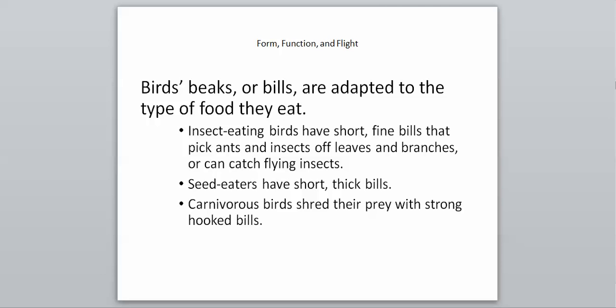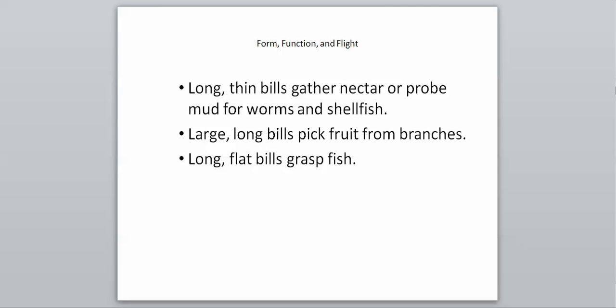Birds' beaks, or bills, another term for a beak, are adapted to the type of food they eat. If you're an insect-eating bird, you have a short, fine bill that can pick ants and insects off leaves and branches, or possibly catch flying insects. If you're a seed eater, you have a very short, thick bill to crush the seeds. If you're a carnivorous bird, you shred your prey with a strong hooked bill. Long, thin bills can gather nectar or probe the mud for worms and shellfish. If you have a large, long bill, you can pick food from branches. A long, flat bill can be used to grasp fish. So those are all different characteristics of bills to help birds eat.